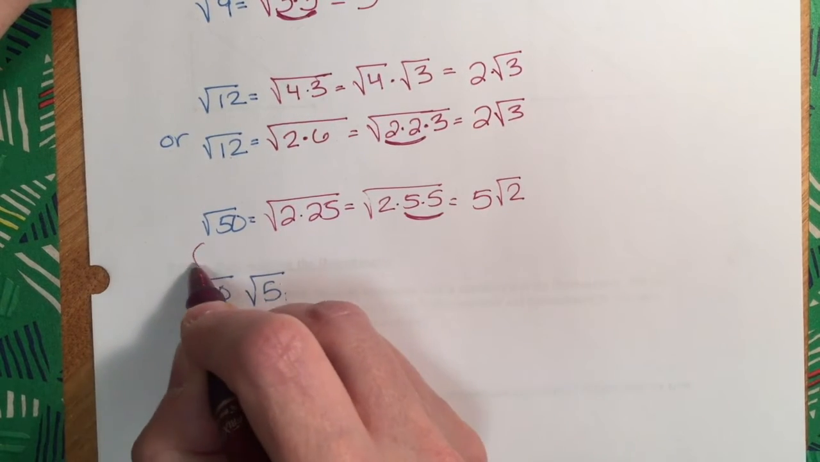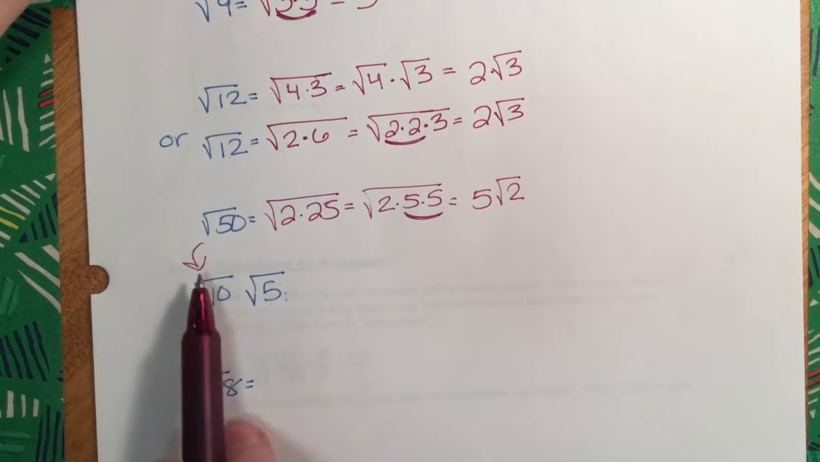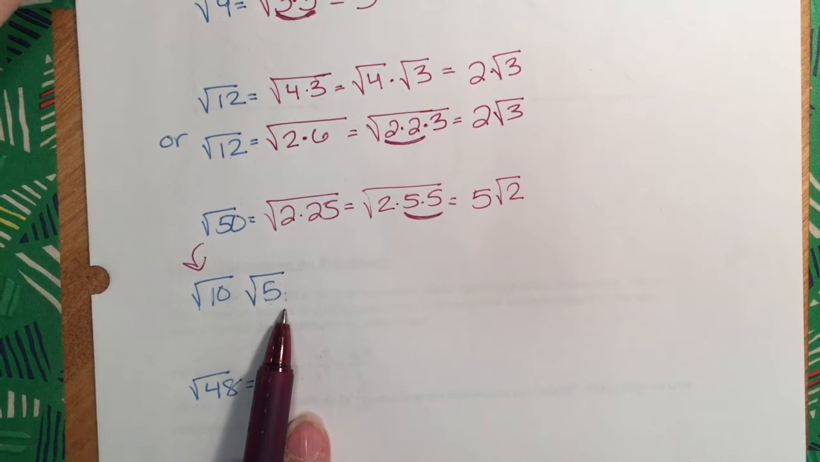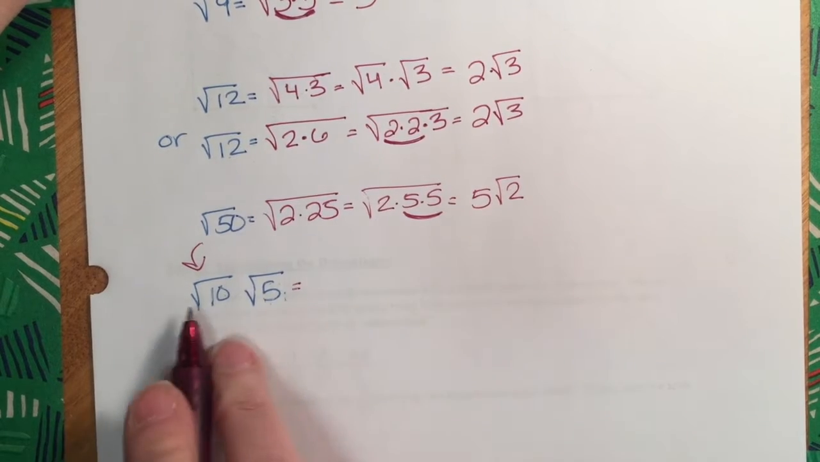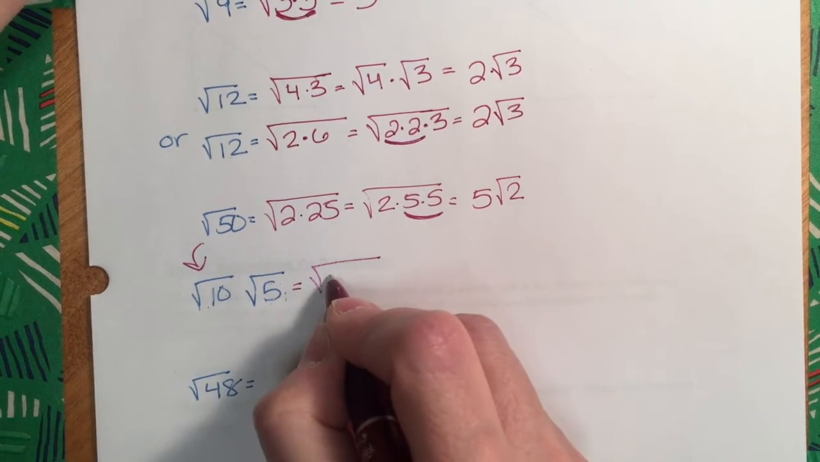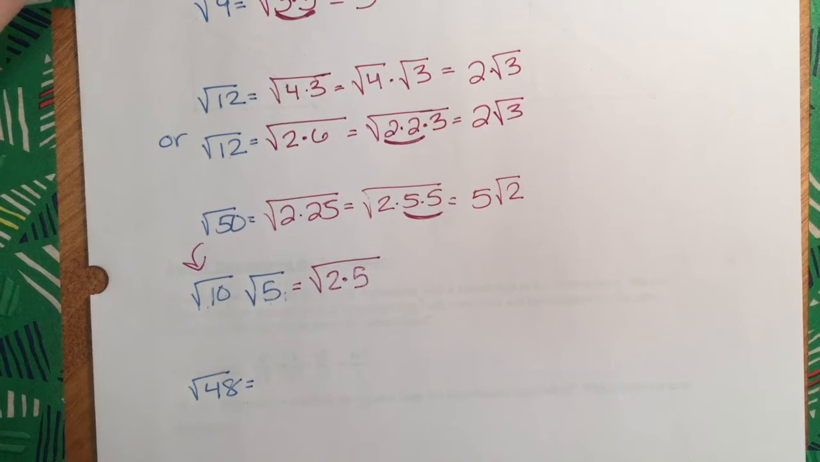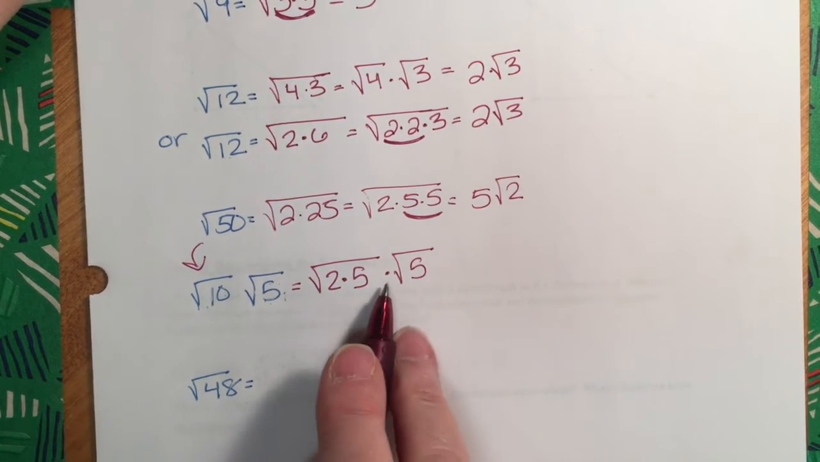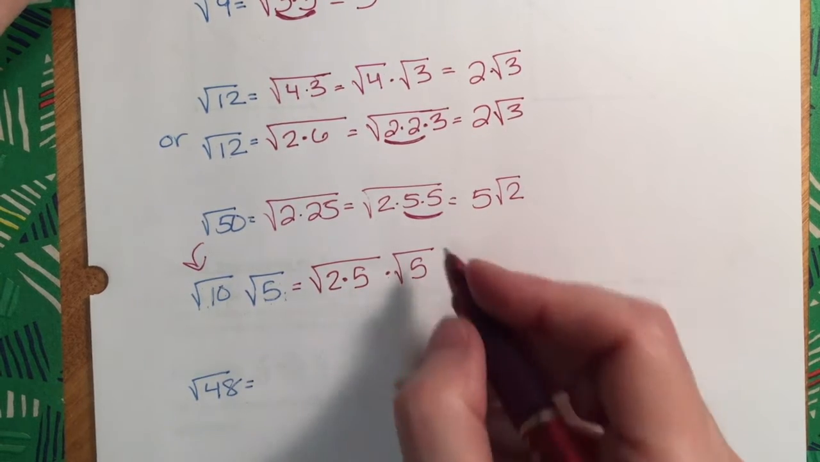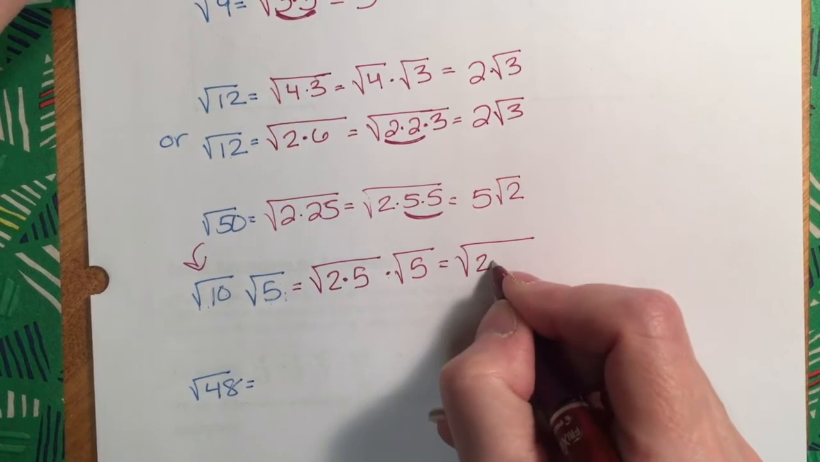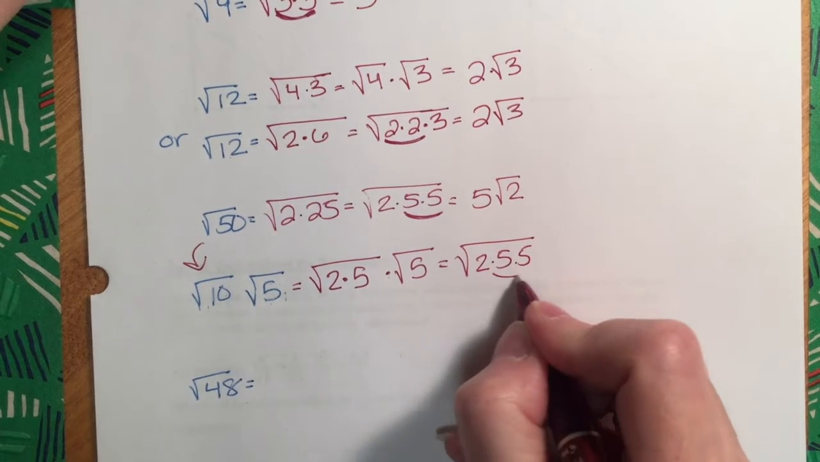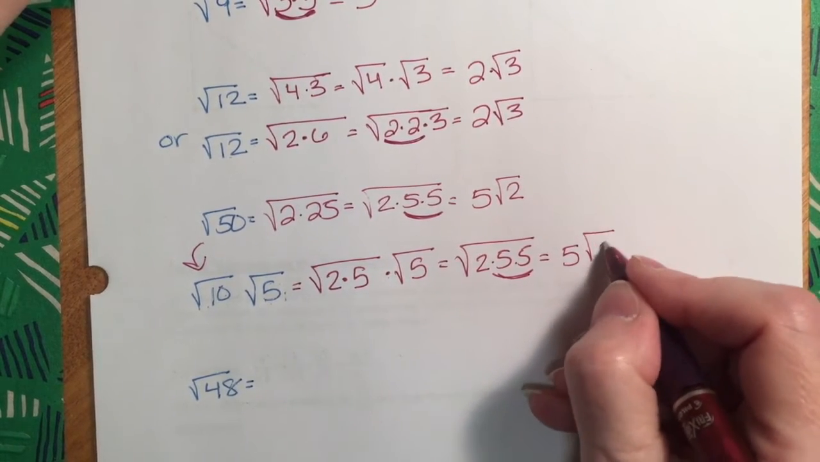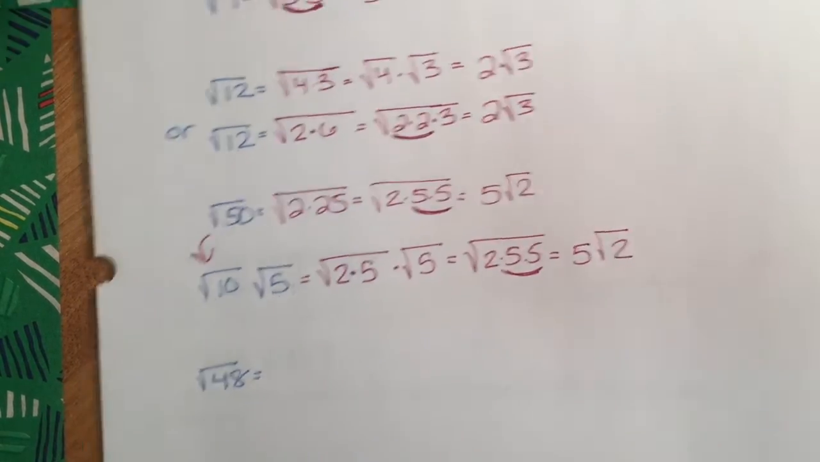What if we looked at it a different way? What if we said, well, I know 50 is 10 times 5. So the square root of 50, that's like saying the square root of 10 times the square root of 5. Watch what happens. What's the square root of 10? That's the square root of 2 times 5, right? Times another square root 5. We know because multiplication, we can put them all together. 2 times 5 times 5. There's our pair of 5's, and the answer would be 5 square root 2.